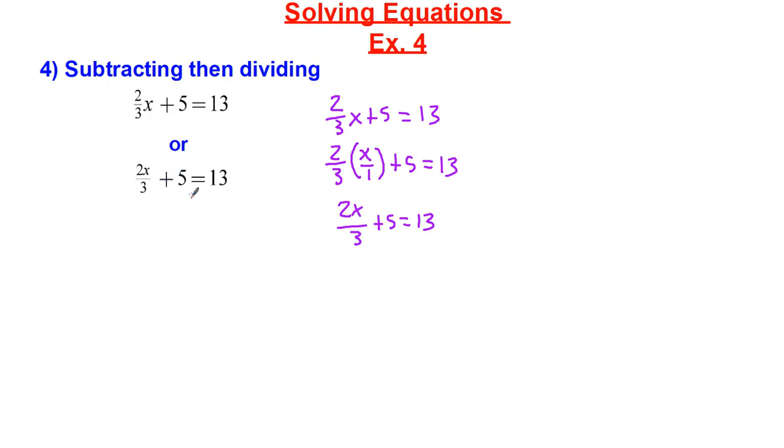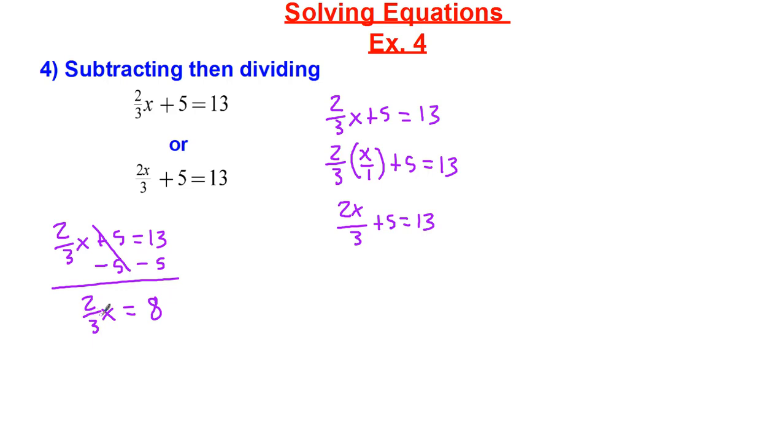Alright? Now, let's go ahead and solve. We have 2/3 of x plus 5 equals 13. I want to get x all by itself, but what's in the way is this positive 5. So let's just go ahead and subtract 5 from each side. I have 2/3 of x is going to be equal to 13 minus 5, which of course is going to be equal to 8.